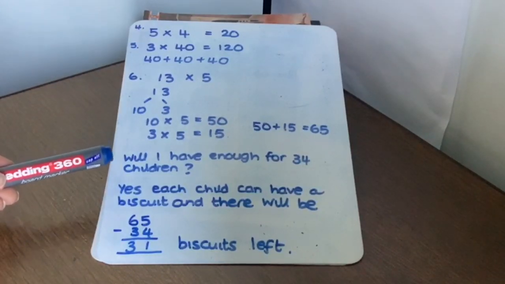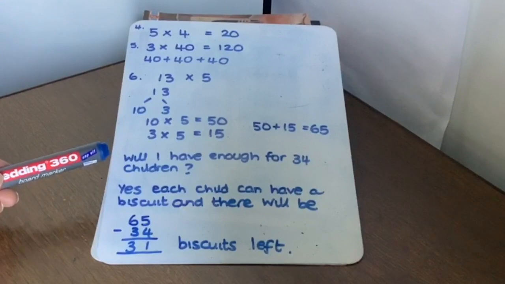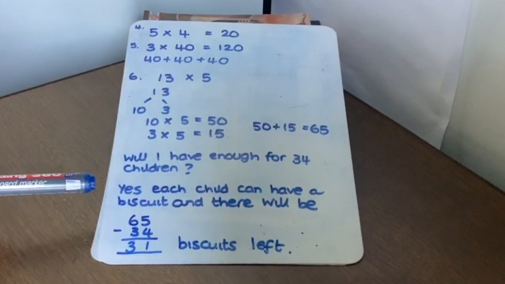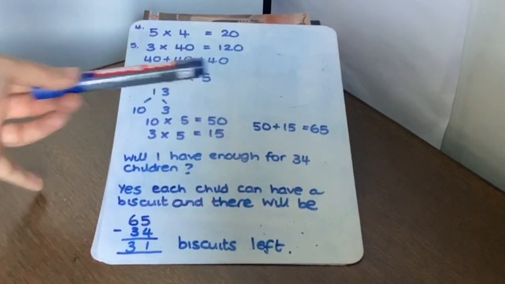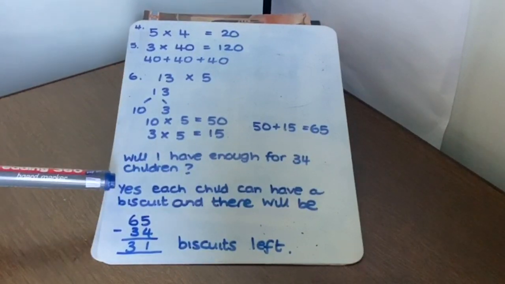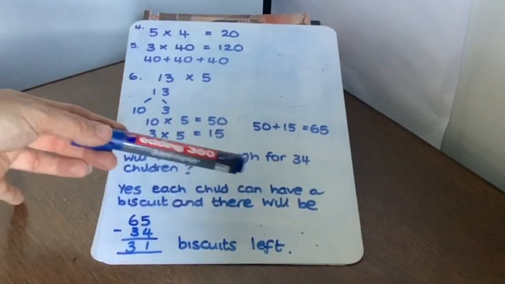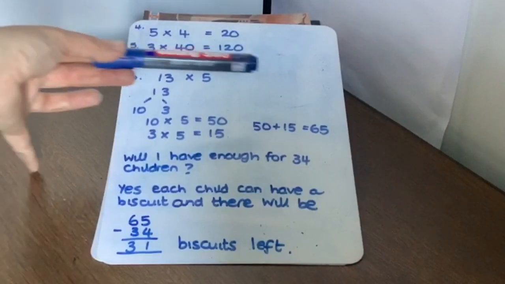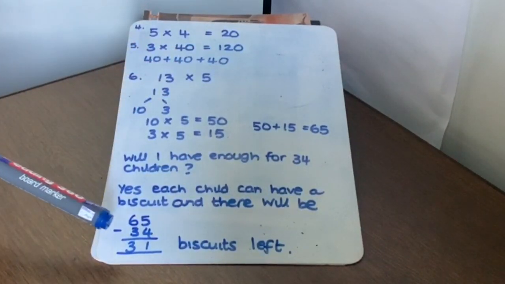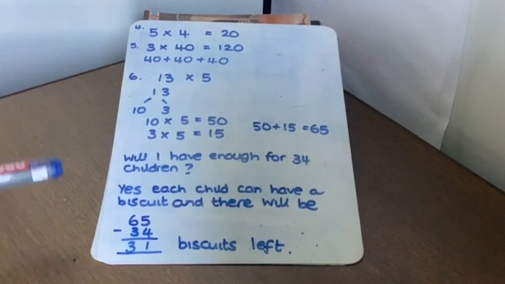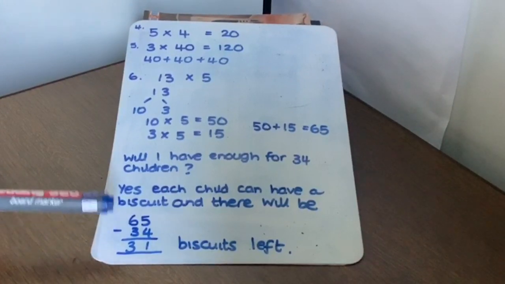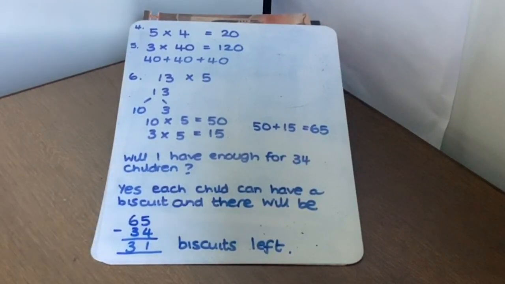So now let's try the second part. Will I have enough for 34 children? Yes, you will, because you've got 65 biscuits. So yes, each child can have a biscuit. And we can work out how many would be left. If we use the 65 and subtract the 34, we would end up with 31 biscuits left.